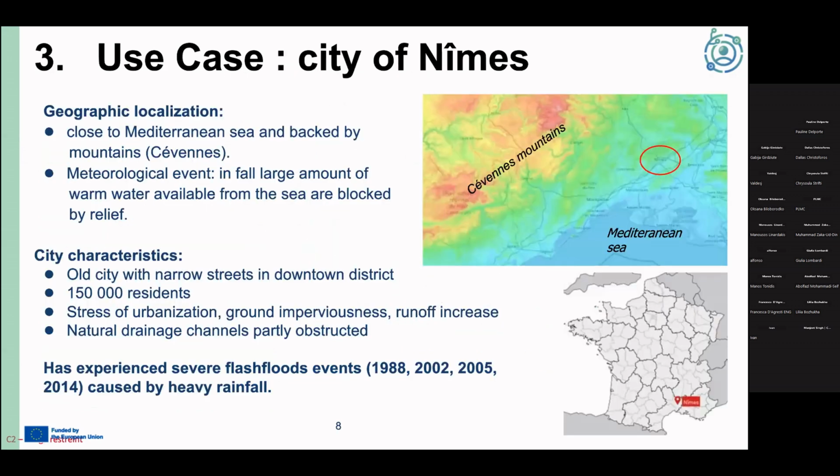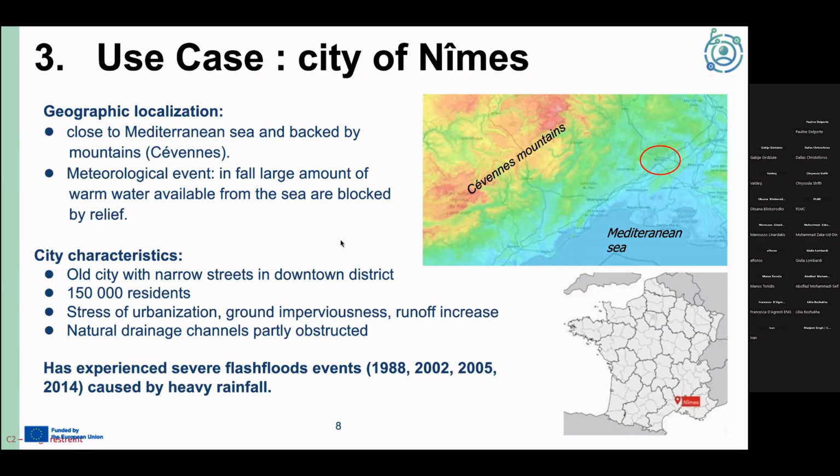Our use case is concentrated on the city of Nîmes in the south of France. We chose this city because of its special localization. As you can see on the picture, it's close to the Mediterranean Sea and backed up by the Cévennes mountains. During fall, a large amount of warm water comes from the sea and is blocked by the mountains. Because of that, they have experienced a lot of flash floods during the last years.